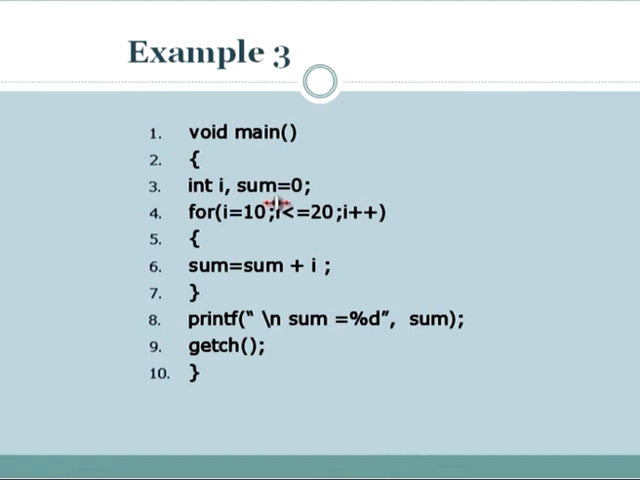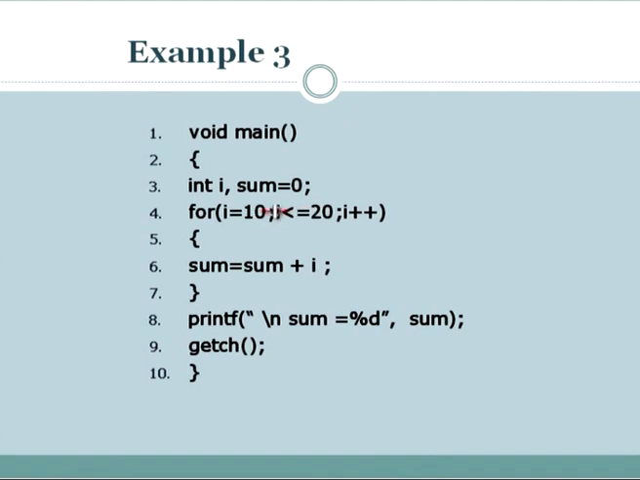Then we initialize the loop counter to the initial value 10. I equals 10 the first time. Yes, the condition I less than or equal to 20 is true. Control will move inside the body, and the current value of I will be added to the sum. Then the loop body will be repeated by incrementing the value of I to the new value. The new value of I will become 11. 11 is less than or equal to 20. Yes, so 11 will be added to the current value of sum. Then the loop body will be repeated by increasing the value of I to the new value 13.